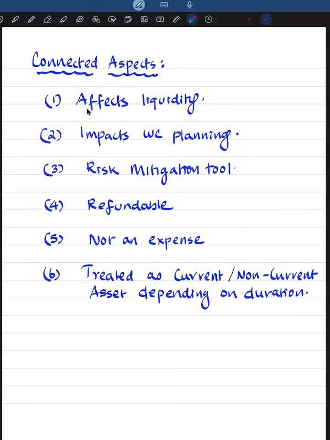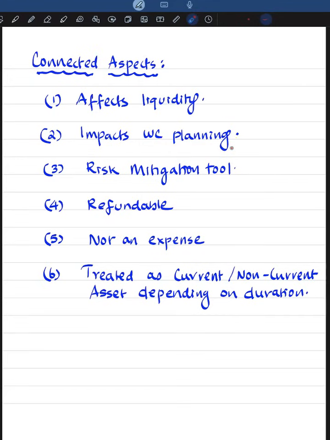So this margin money has certain other effects as well. They affect liquidity. In the example we have seen, for a 50 lakh letter of credit, they have to keep 5 lakh idle with the bank in the form of a deposit, and they can't use it for any other purpose. So it is going to affect the liquidity. It will impact working capital planning because that money cannot be used for any other purpose.